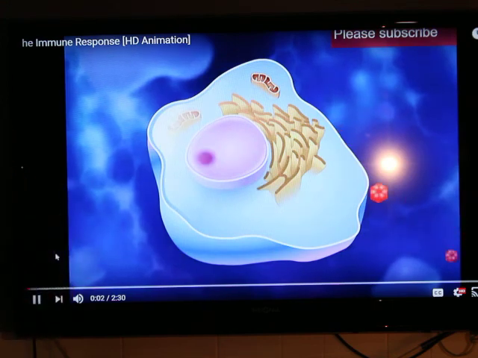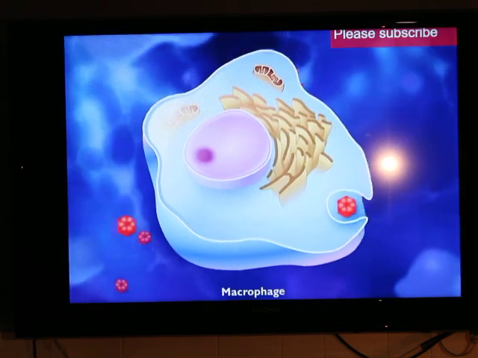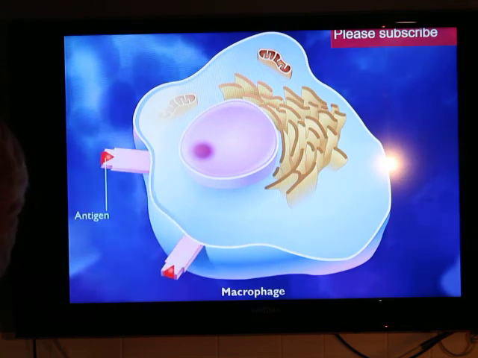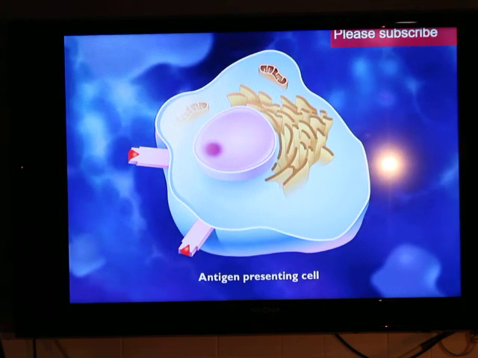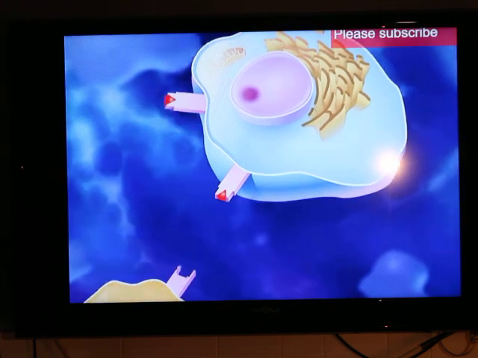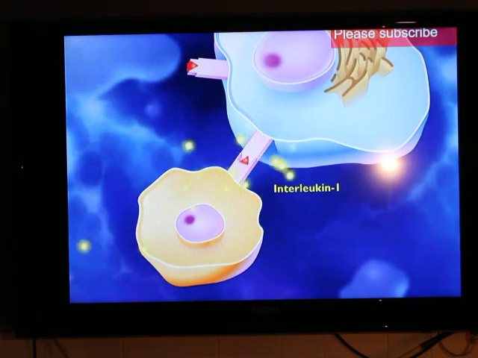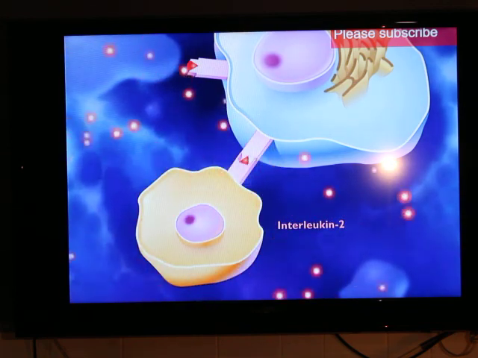The immune response typically begins when a pathogen enters the body. Macrophages that encounter the pathogen ingest, process, and display the antigen fragments on their cell surfaces. Macrophages with antigen fragments displayed on their surfaces are called antigen-presenting cells. An antigen-presenting macrophage interacts with a T helper cell that can recognize the same antigen. During the interaction, the macrophage releases a chemical alarm signal called interleukin-1, which stimulates the T helper cell to secrete interleukin-2.